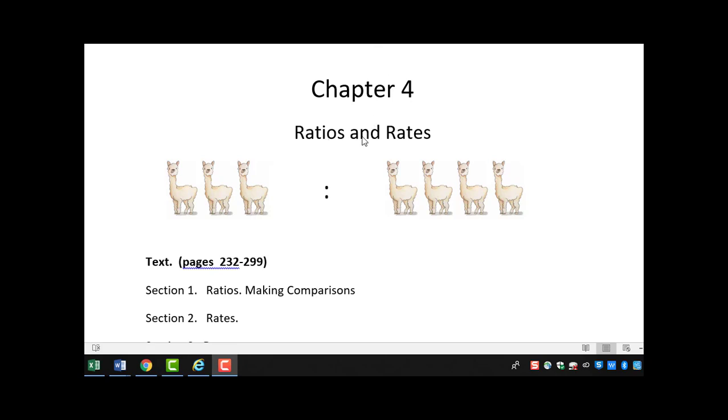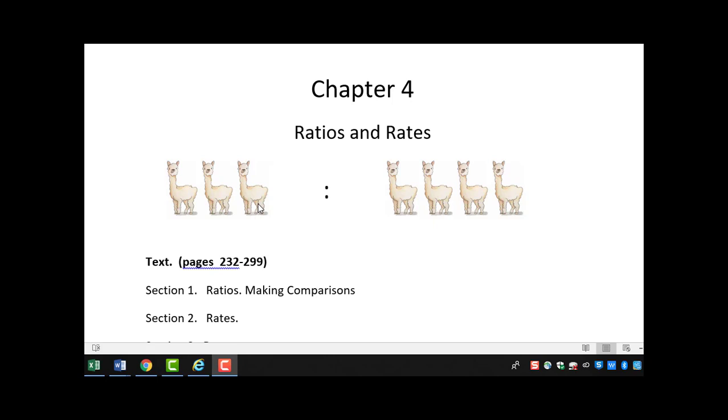So chapter 4 is ratio and rates. Here's a typical ratio. Back to our alpacas. I have 3 alpacas in my herd for every 4 that you have in your herd. So that's a ratio. That doesn't mean that I have 3 alpacas and you have 4. What it means, that's the ratio. I might have 6, in which case you would have 8, which is the same ratio.